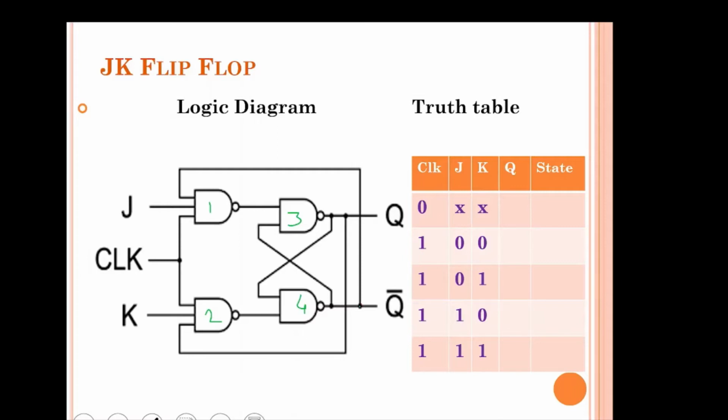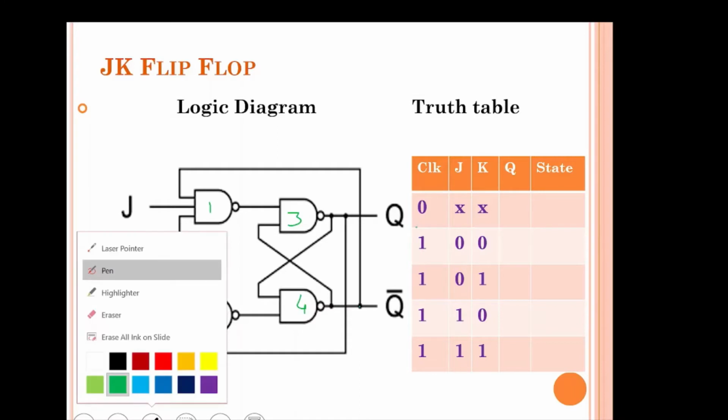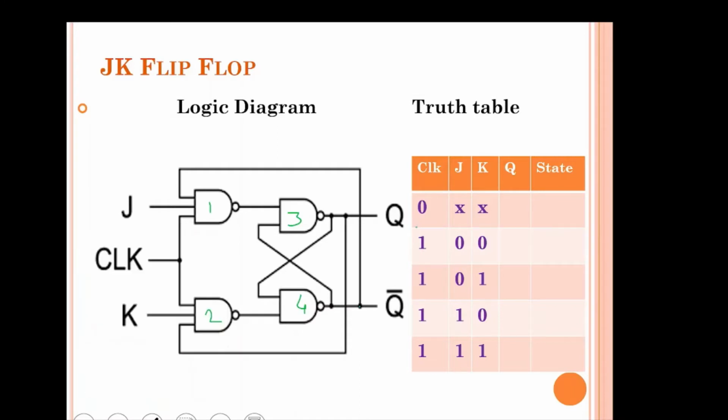Now we have to check the output for this JK flip-flop for the different sets of inputs. Look at this truth table. In the truth table, the first condition is that if the clock is 0, then what is going to be the output? So let us assume that this clock is 0. And there is a don't care condition for J and K, meaning whatever may be the status of J and K, we have to write what is going to be the output.